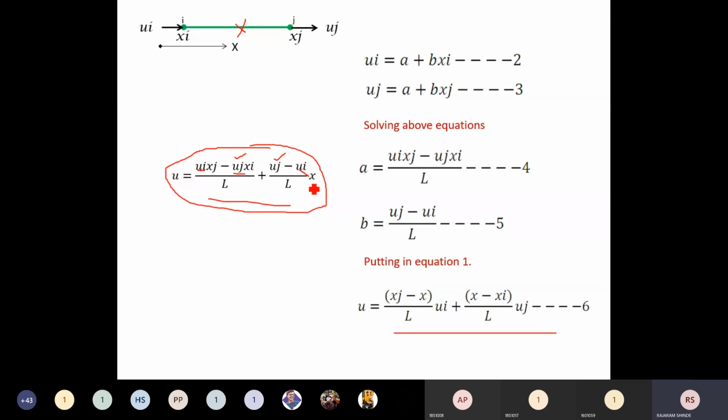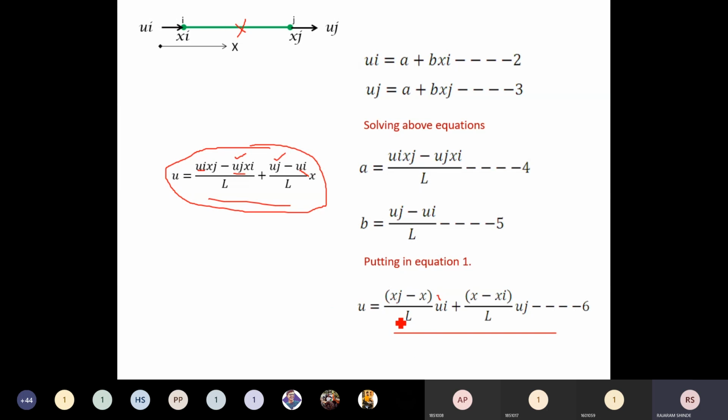This term is uj into x. Am I right? And the second term is ui into x. That's why you will get this term, ui into xj, and here you will get ui into x. Now when I take ui common, I will get xj minus x into ui. You see this one. Have you got it? Yes sir. And this is the second term. See, it is simple mathematics, very simple mathematics. Now you will get this equation.